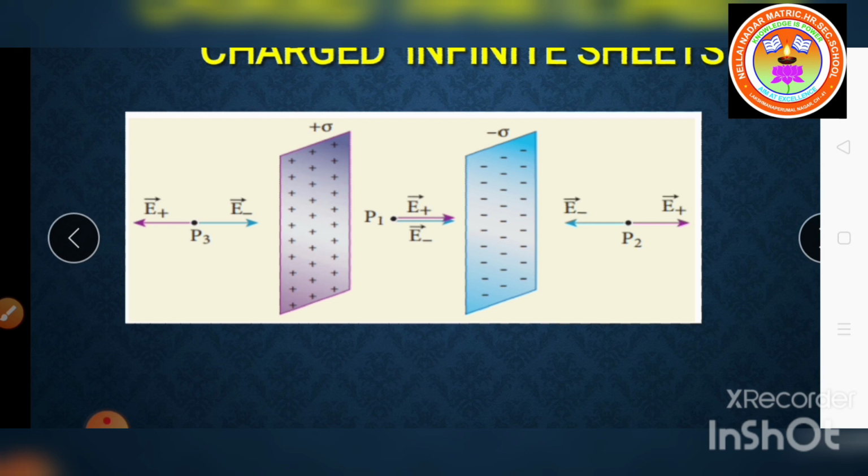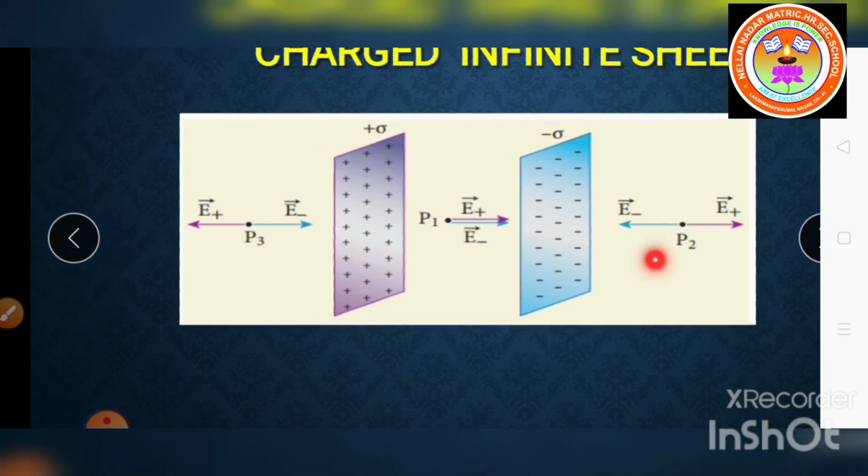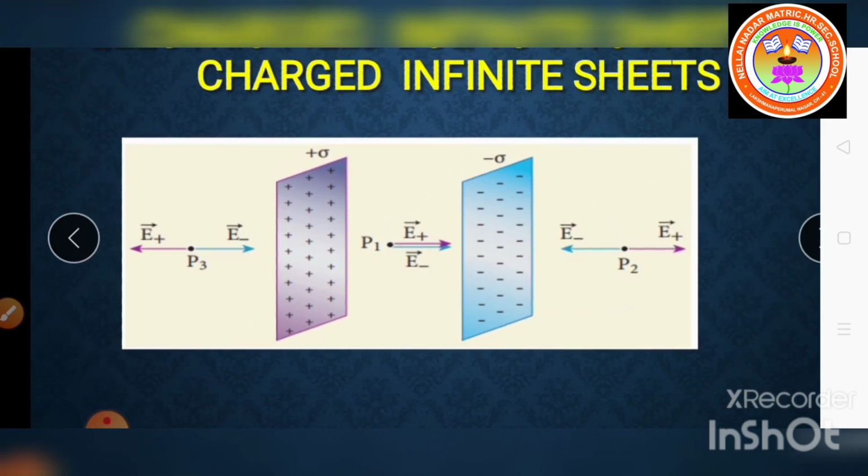So at the points P3 and P2, the electric fields due to the plates are equal in magnitude but acting in the opposite direction. So if you calculate the net effect at the point P2, both have the same magnitude, acting in the opposite direction, which is equal to 0. So here also it is 0.